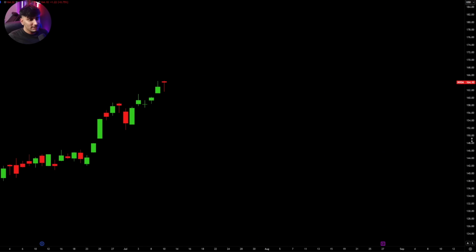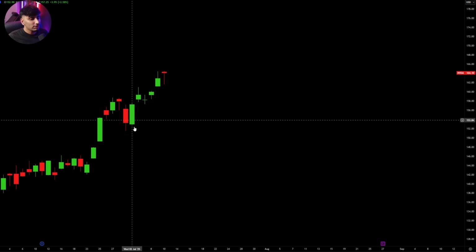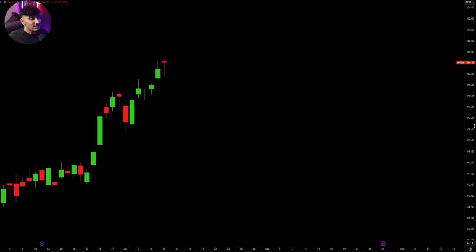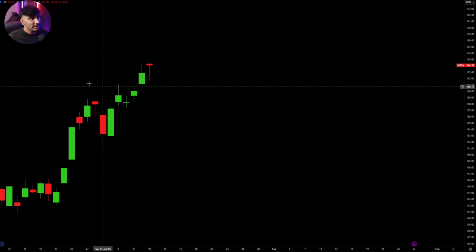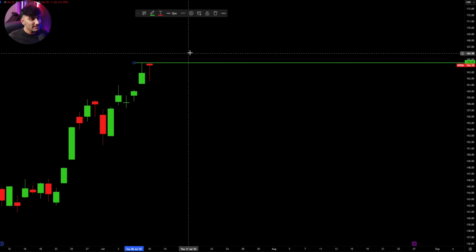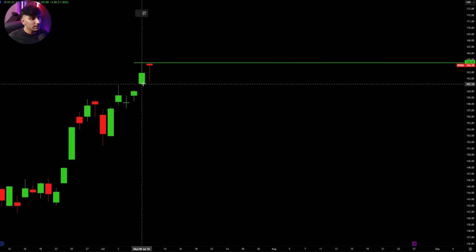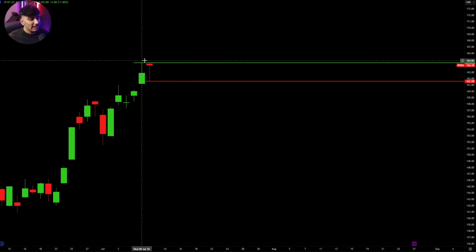Therefore, market structure is very simple, and it is telling us that we should look for a potential move to the upside as daily time frame is very bullish. Now, for key levels on the daily time frame, all we have to do is mark out the previous day high, and we're going to mark out the previous day low. This is going to be key areas of liquidity.